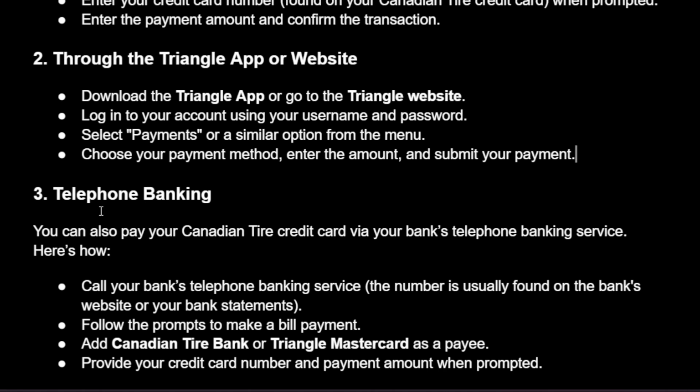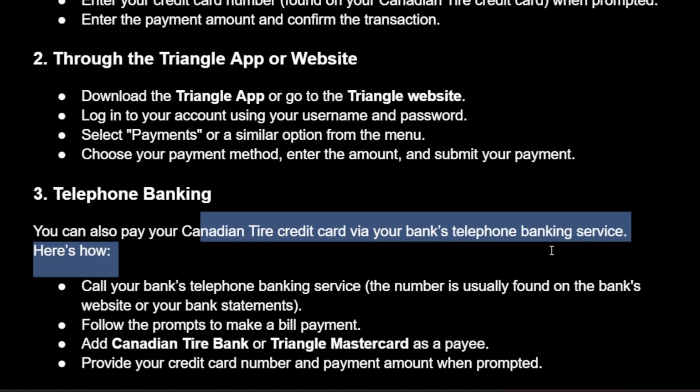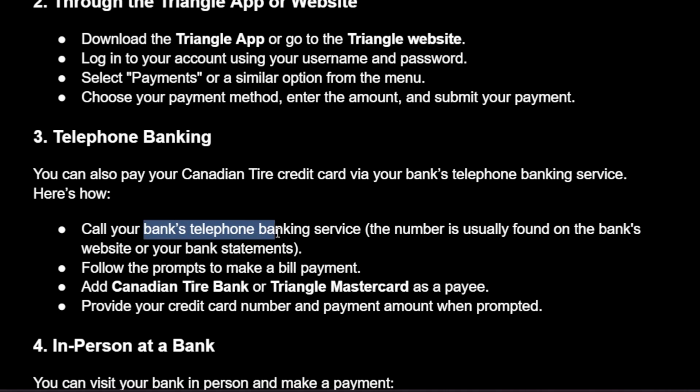You can also do it through telephone banking. You can pay your Canadian Tire credit card via your bank's telephone banking service. You will call your bank's telephone banking service number. The number is usually found on the bank's website or your bank statements. Follow the prompts to make a bill payment, add Canadian Tire Bank or Triangle MasterCard as a payee, and provide your credit card number and payment amount when prompted.